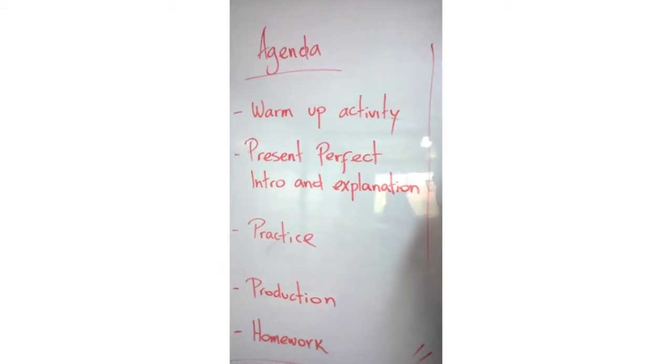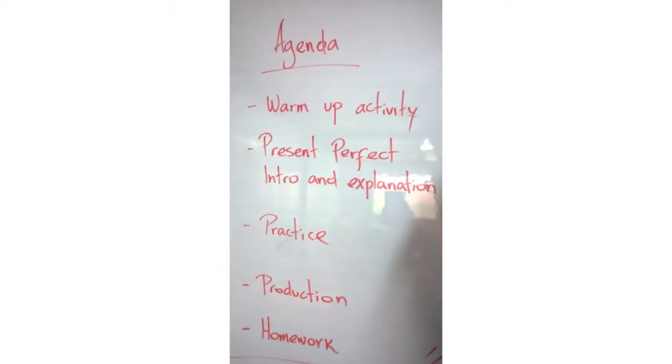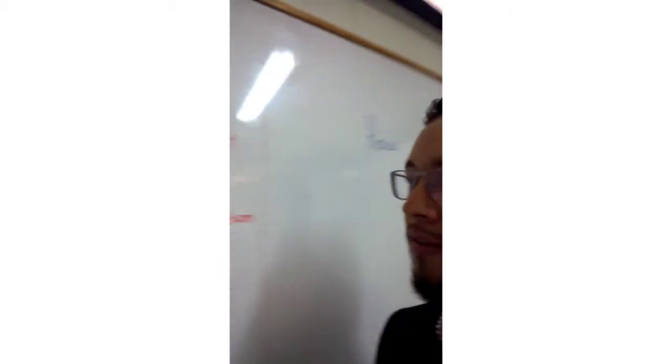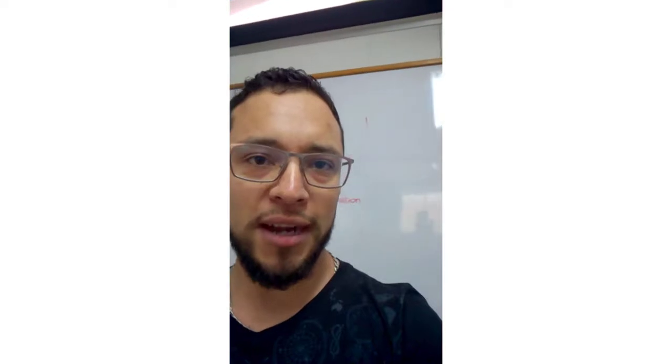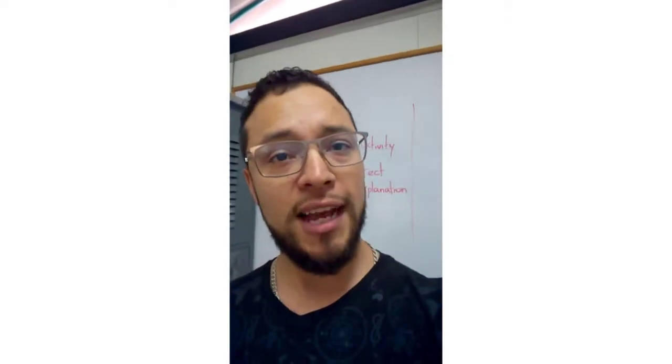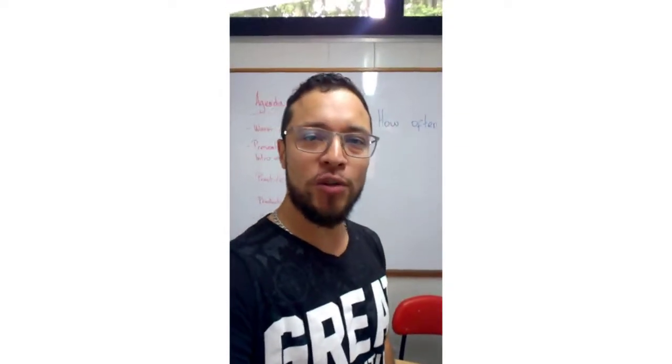As you can see, we are describing that we are going to make a warm-up, the introduction and the explanation of the present perfect. We are also going to have time for practice, and then we are going to assign production tasks, and finally the homework. The warm-up activity that I suggest is called the blind one.